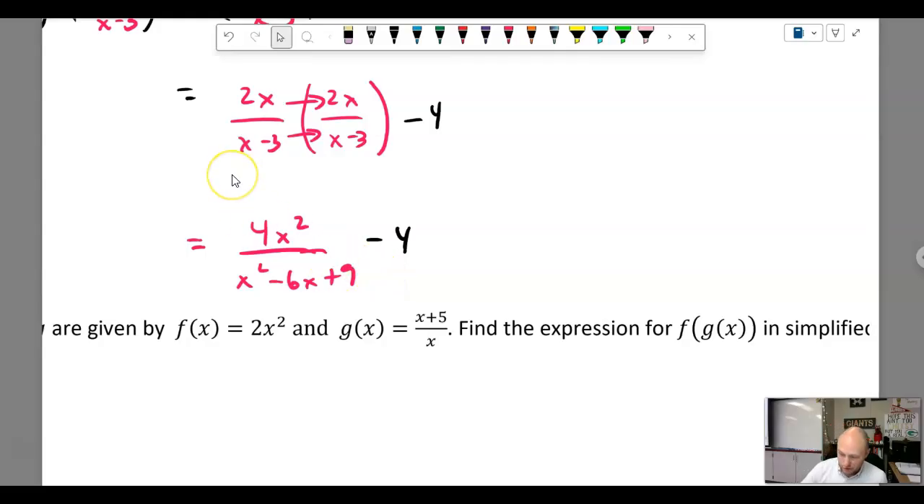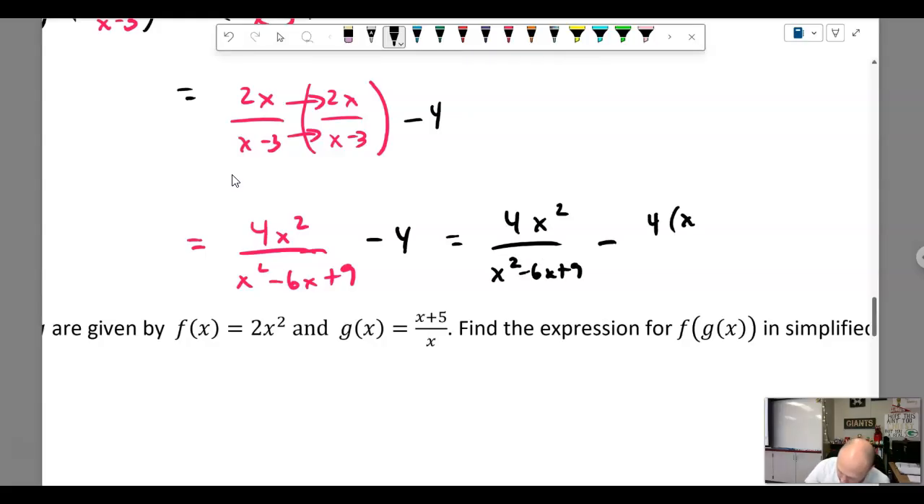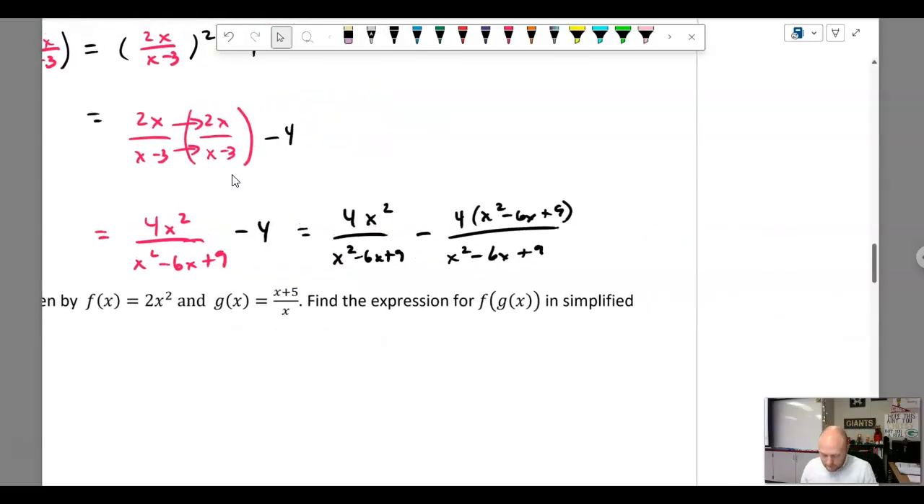But you could go ahead and take 4x squared over x squared minus 6x plus 9, and multiply top and bottom by that denominator to get a common denominator if you really wanted to. And then you could distribute that and then combine those. Do we want to do that? Do we want to take it that far? Let's go ahead and see what that would look like.